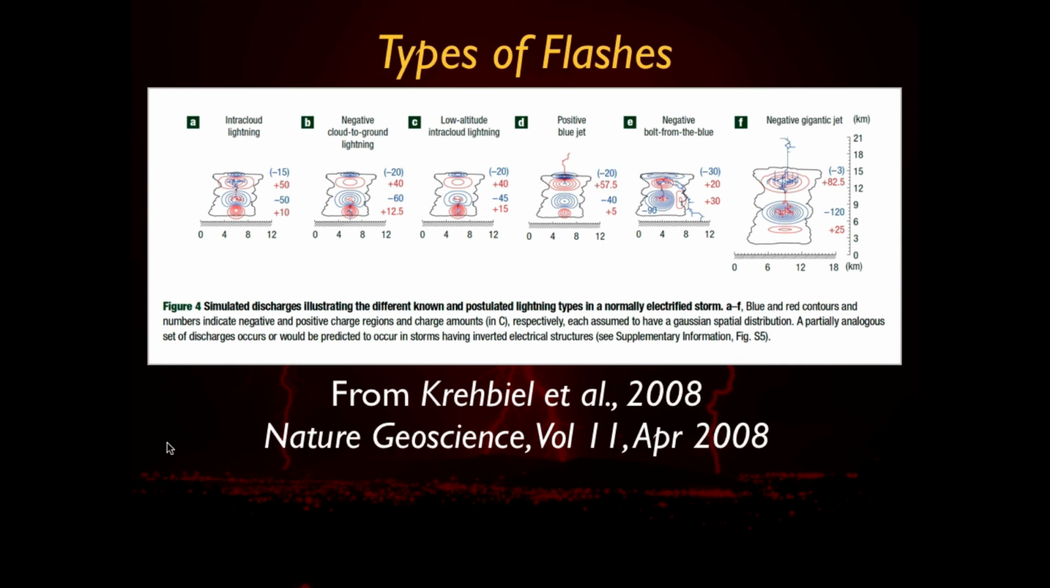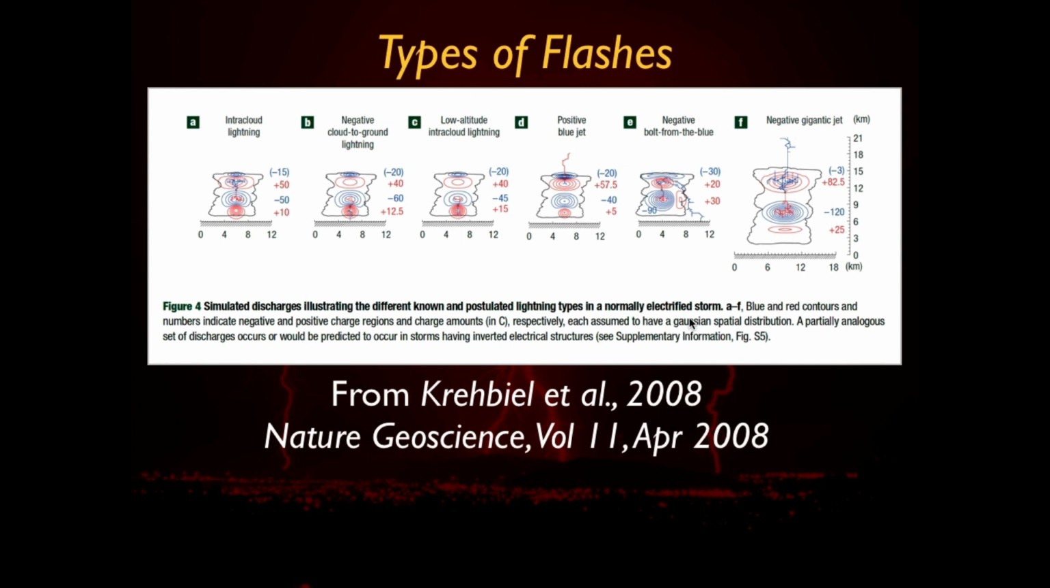So if we look at a paper that was published by Krehbiel et al. in 2008 in Nature Geoscience, they essentially showed all these possibilities that I just described, as far as the basic tripole structure and the positive blue jet, the negative bolt from the blue, and the negative gigantic jet.